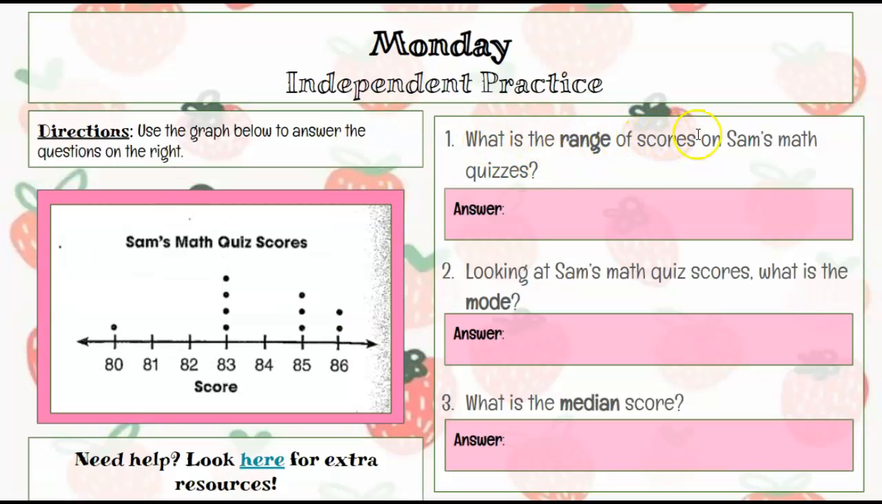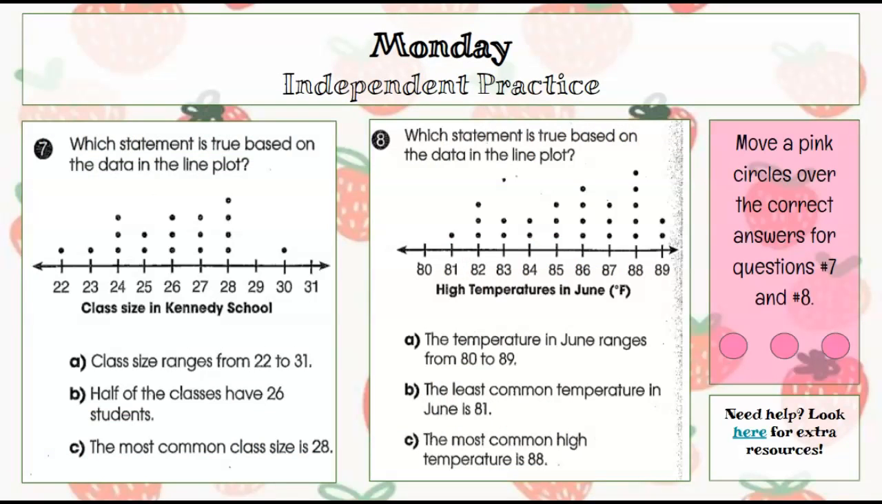You should answer what is the range of the scores, what is the mode, and what is the median, and you can type your answers in the box. And then for 7 and 8, you're going to answer the following by dragging the dots over to the correct answer. Problem number 8 will actually have 2 solutions, so you'll have 2 answers here. That's why there's 3 dots.